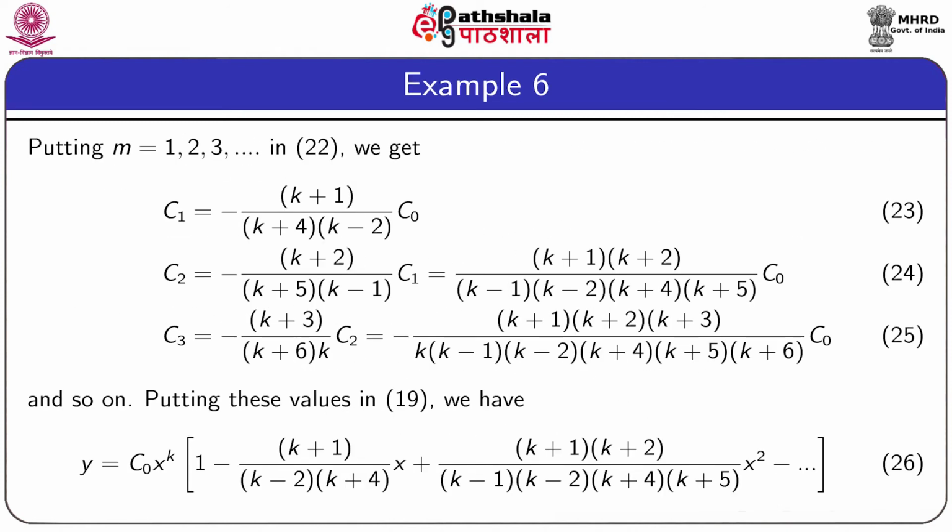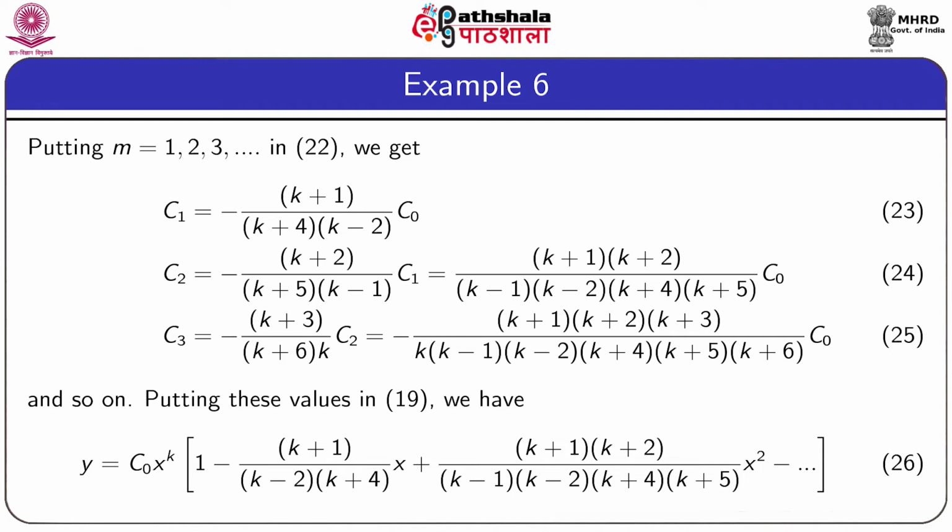Putting m equal to 1, 2, 3 and so on in equation 22, we will get c1 equal to minus (k plus 1) divided by (k plus 4)(k minus 2) into c0. Similarly, c2 is equal to minus (k plus 2) divided by (k plus 5)(k minus 1) into c1, where we substitute the value of c1 from equation 23 here in equation 24 to obtain (k plus 1)(k plus 2) divided by (k minus 1)(k minus 2)(k plus 4)(k plus 5) into c0, and so on.